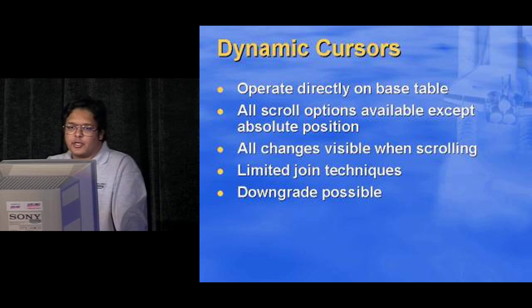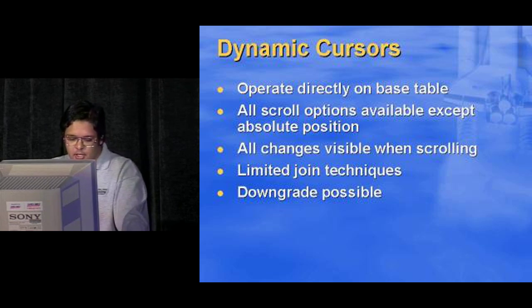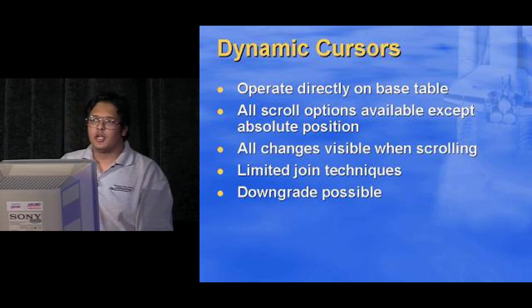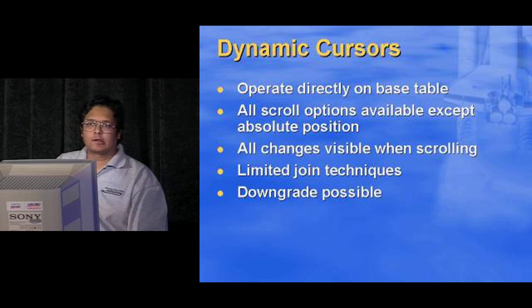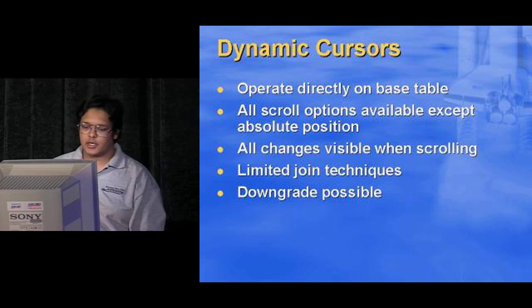Dynamic cursors operate directly on the base table, so all your scroll options are available except for absolute position. You can do fetch relative, though, so all the changes are visible when scrolling. Please keep in mind that there's a possibility that dynamic cursors are going to be downgraded, which I'm going to talk about next. The implication is that on each fetch next on a dynamic cursor, you're going to be reapplying the select criteria. So you can see changes, but there's extra processing going on to satisfy the fetch requirements on a dynamic cursor.